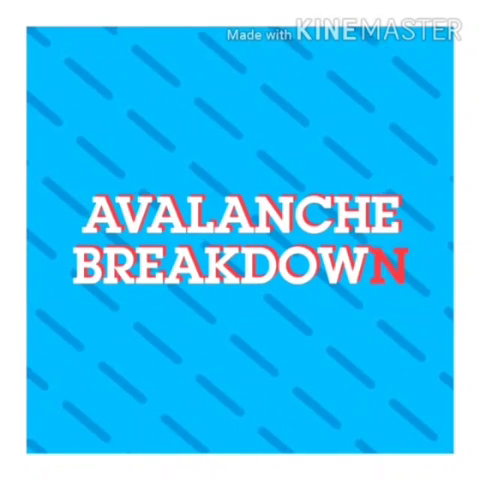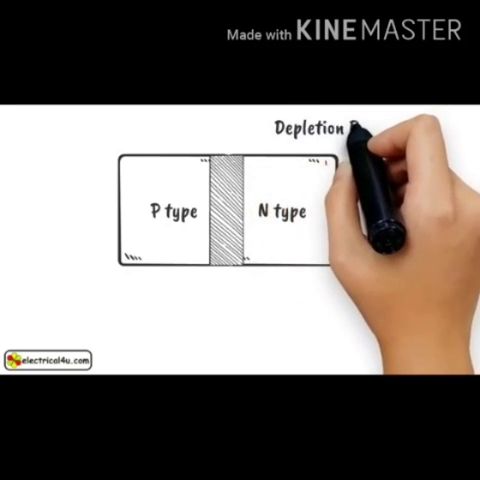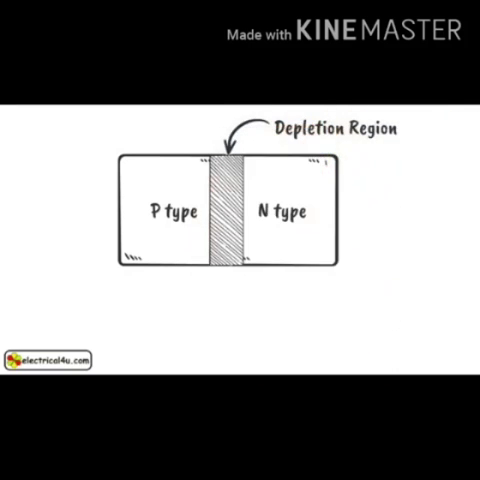The second one, avalanche breakdown. Avalanche breakdown occurs in lightly doped junctions which have a wide depletion layer.